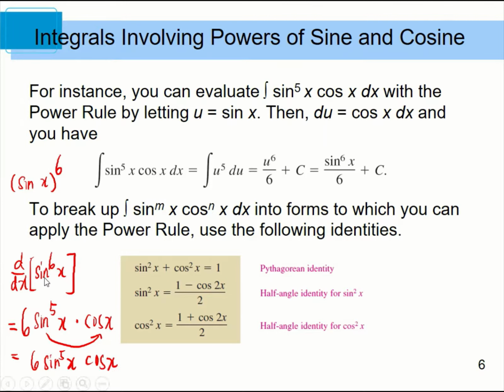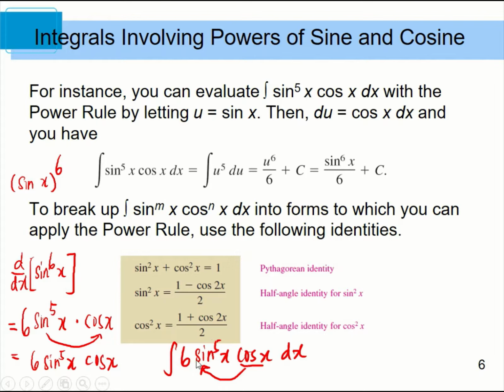Now, since we differentiate sine to the power of 6 x, we get this. So we know that the integration is actually the reverse of this. So when we integrate, this cos x will actually, after reversing, go back to the sine. So we do not have the cos x anymore after the integration. Cos x, we actually get from sine. So after integration, it will reverse back to sine.